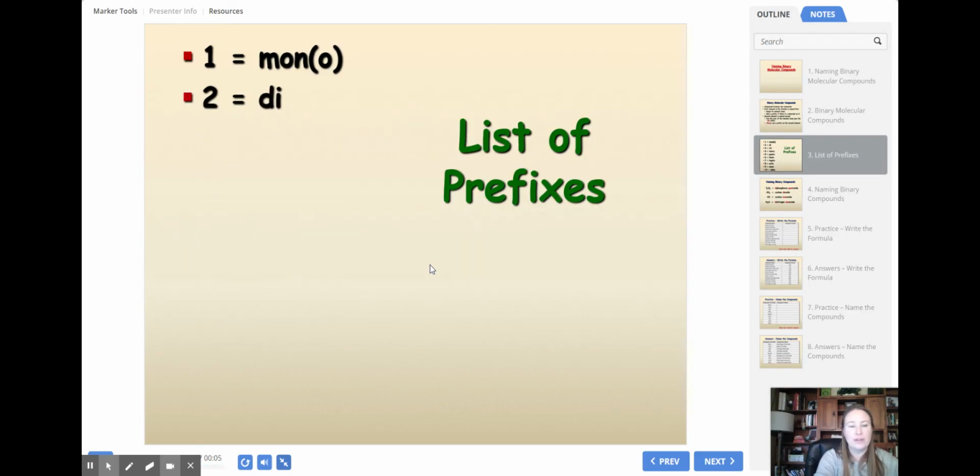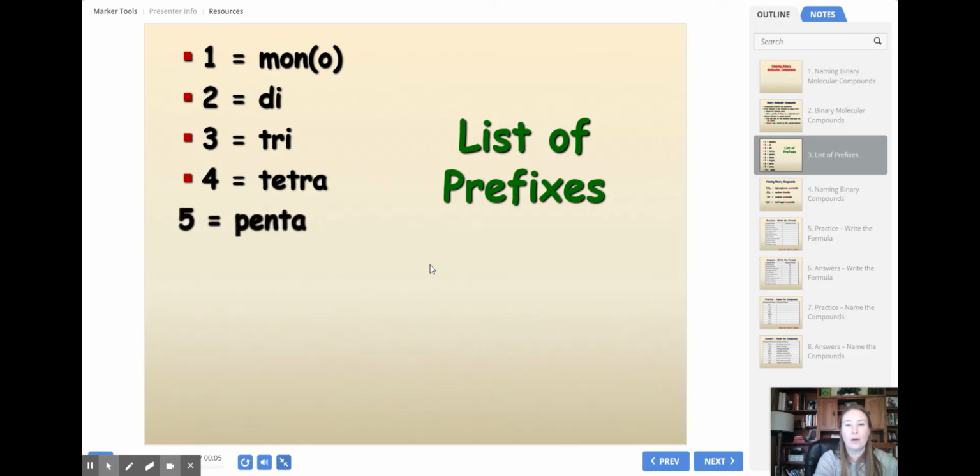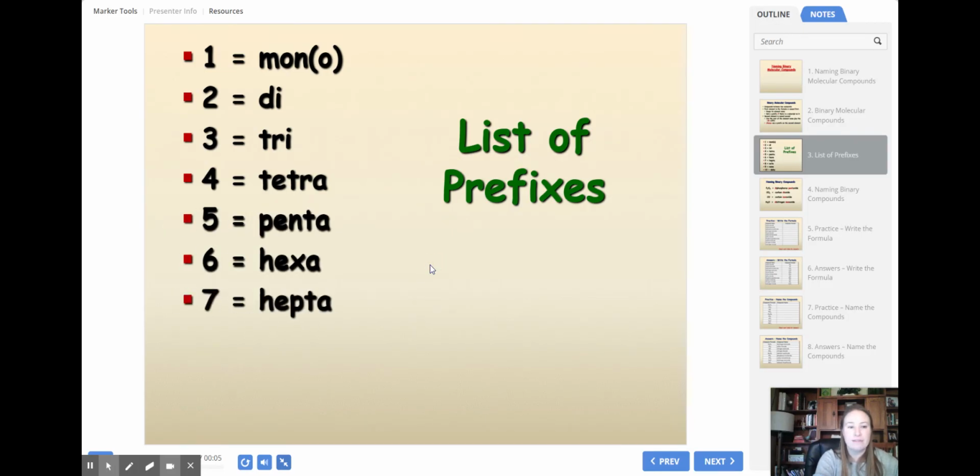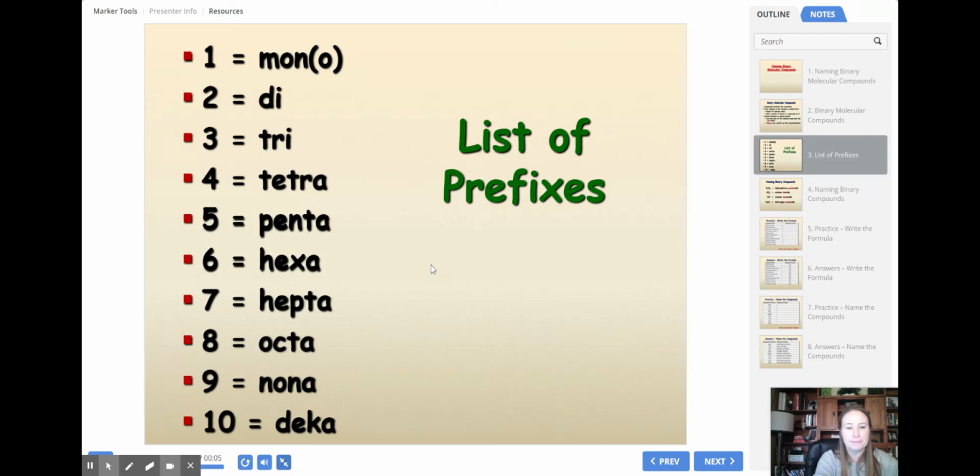Here's a list of the prefixes. So 1 is mono, 2 is di, 3 is tri, 4 is tetra, 5 is penta, 6 is hexa, 7 is hepta, 8 is octa, and 9 is nona, and 10 is deca.